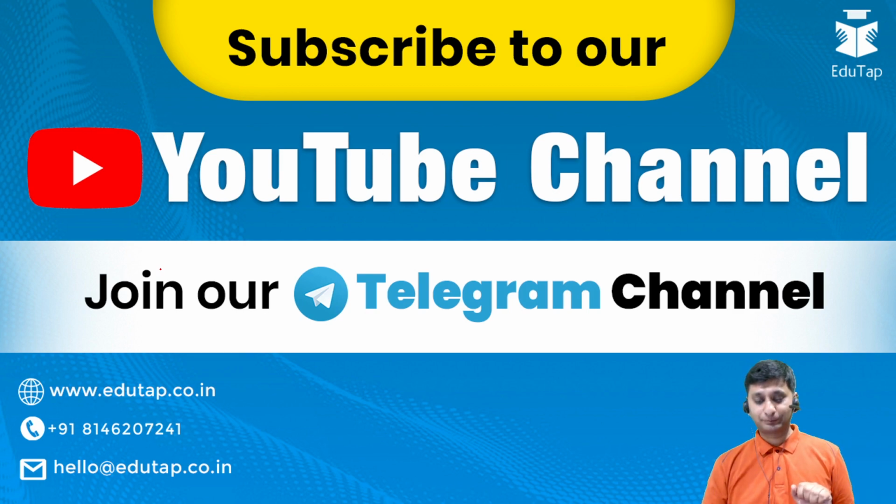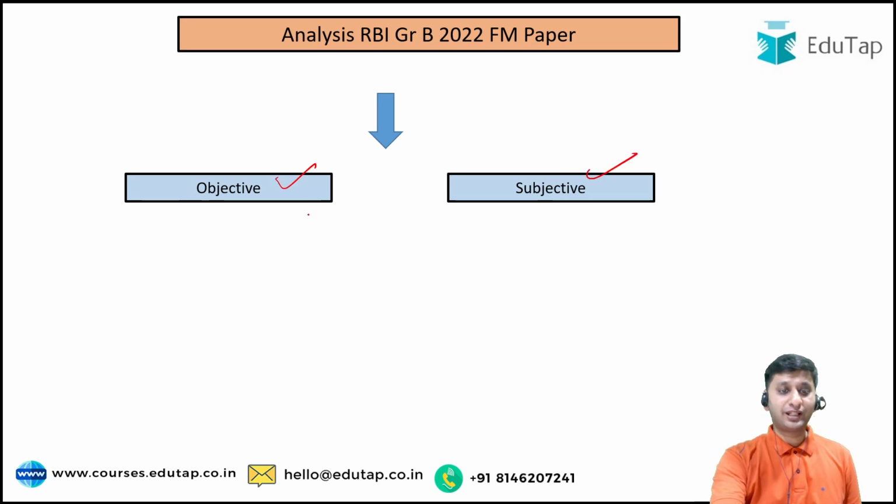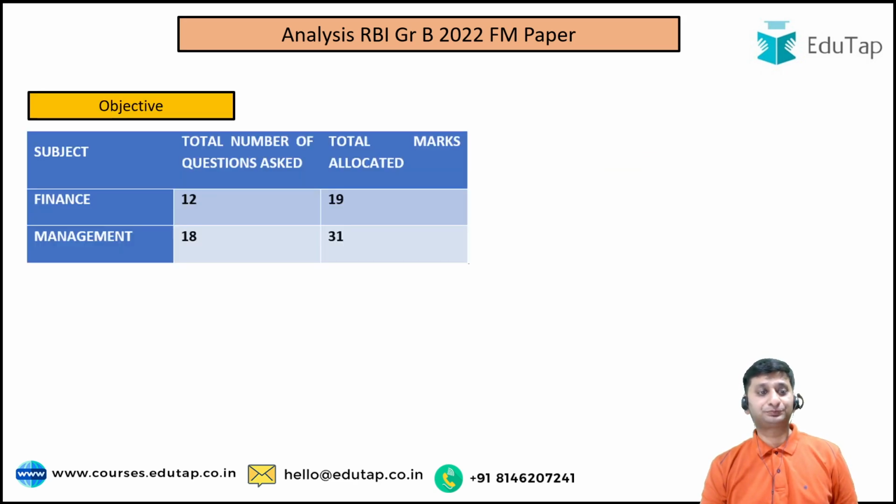So we all know that RBI Grade B FM paper is basically consisting of objective part and subjective part. Each is worth 50 marks. So first I would be starting up with objective analysis and then I'll move on to the subjective paper analysis.